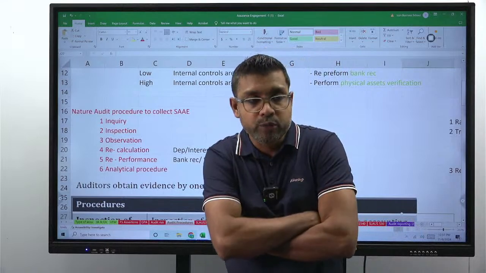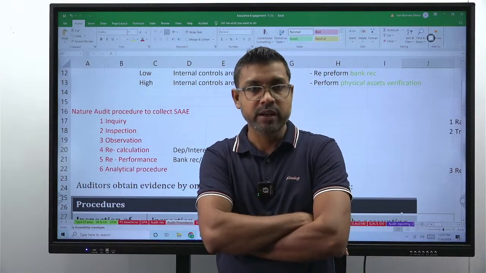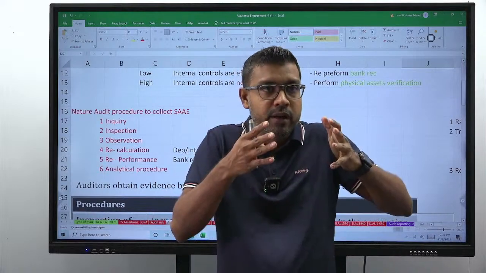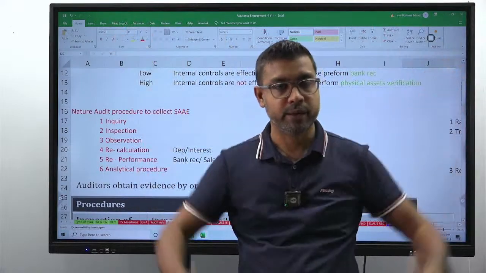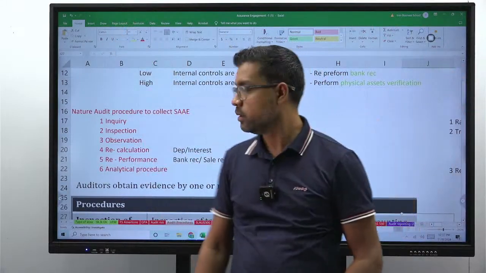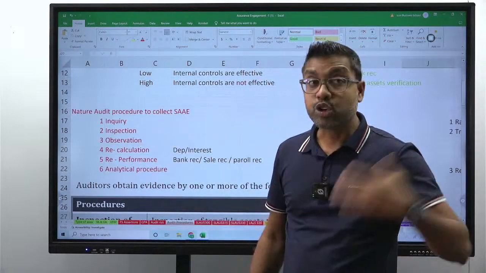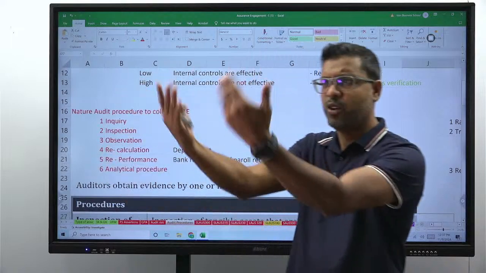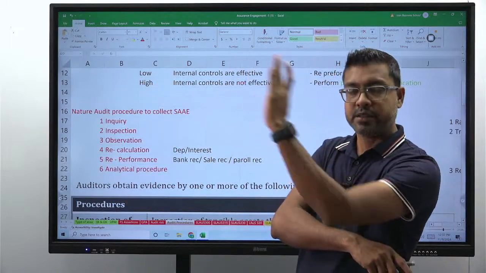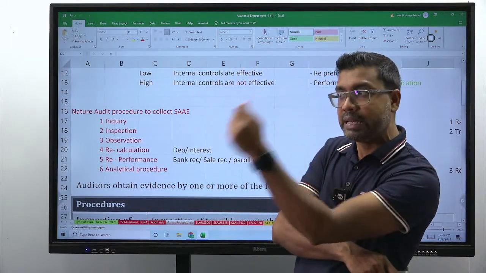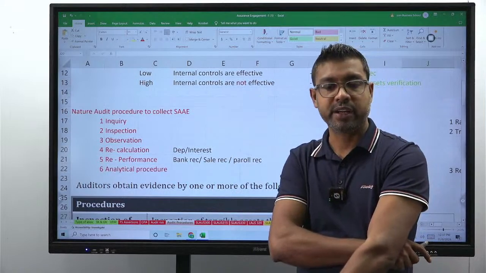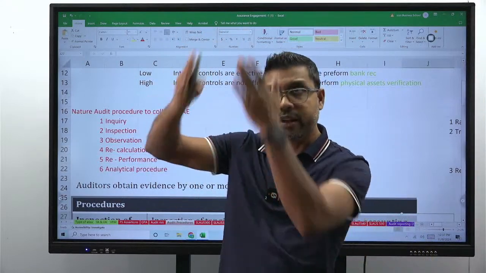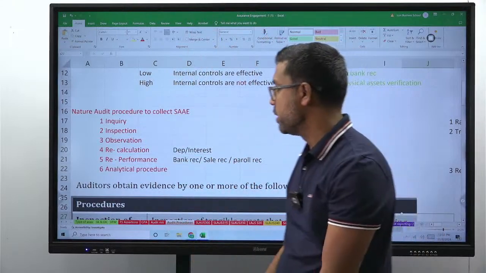Observation, you go and observe. Observation means you observe the things that others are performing. In stock verification, you don't count. You go and observe. Management is counting. You go and observe whether proper instructions are being followed, whether stickers are pasted after counting. Likewise, you go and observe whether the things are happening according to the given instruction.